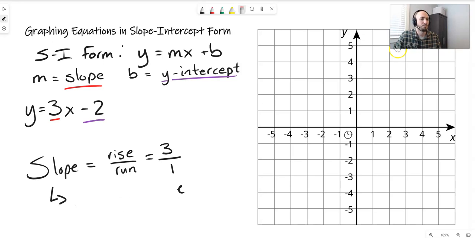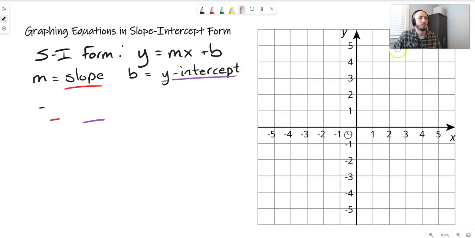All right, so let's take a look at another example, just to get a little bit more practice here. Okay, let's look at the equation y equals negative 2x plus 4. So first we can just identify our slope and our y-intercept. The slope here is negative 2, and the y-intercept is positive 4.